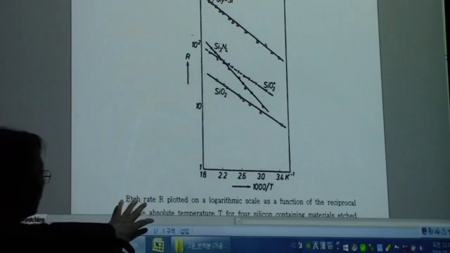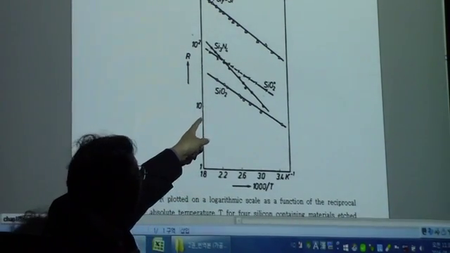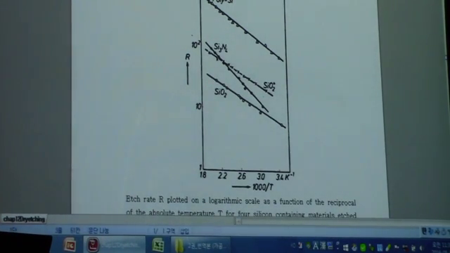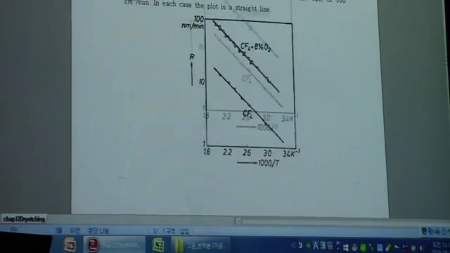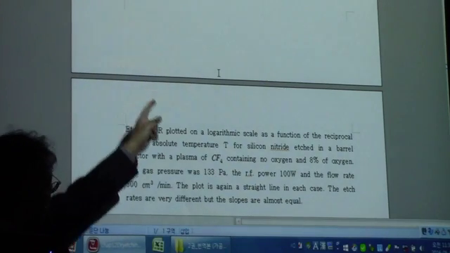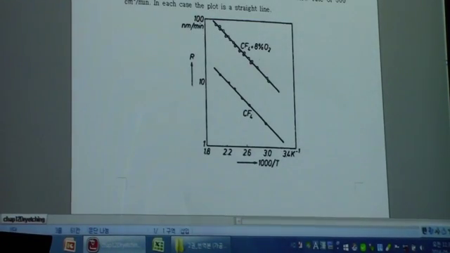This explanation is belonging to this figure. Okay? And you can see the straight lines. And this explanation is belonging to the top figure there. Sorry about the confusion here.